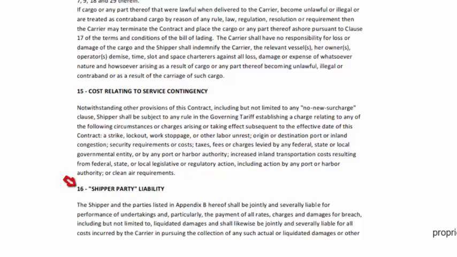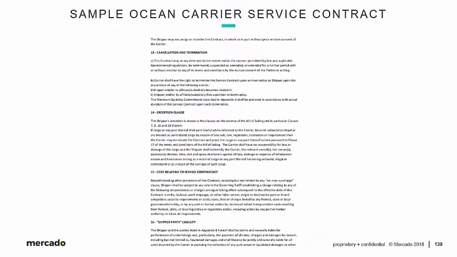16, shipper party liability. Basically states that the shippers and the parties listed in Appendix B, which is essentially in this case the BCO, is jointly and severally liable for performance of undertakings and in particular the payment of all rates. Basically what this is saying is whoever's name is on the contract, that's who has to pay the rates, that's who has to pay additional charges, and if there's any disputes or liabilities that arise from anything related to the contract, whoever is on the contract, that's who has to pay.